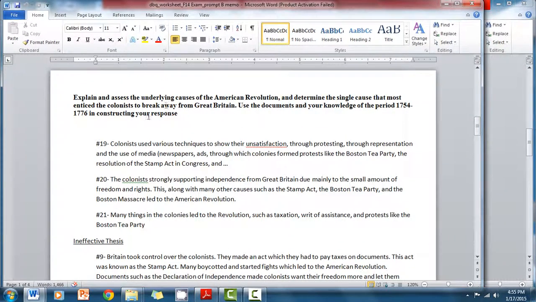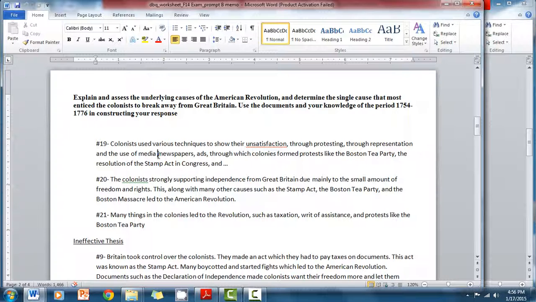So here, explain and assess the underlying causes of the American Revolution. That's just the prompt. This continues on with students who, in their thesis statements, were citing specific events. Here the student cites the Boston Tea Party. Colonists used various techniques to show their dissatisfaction through protesting, through representation, and the use of media. All right, very good. The resolution of the Stamp Act in Congress. Okay, so this thesis starts off very strong. The use of the media, excellent.